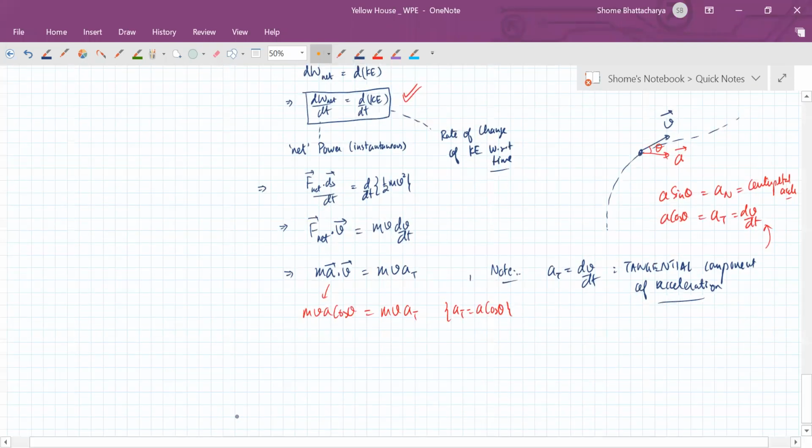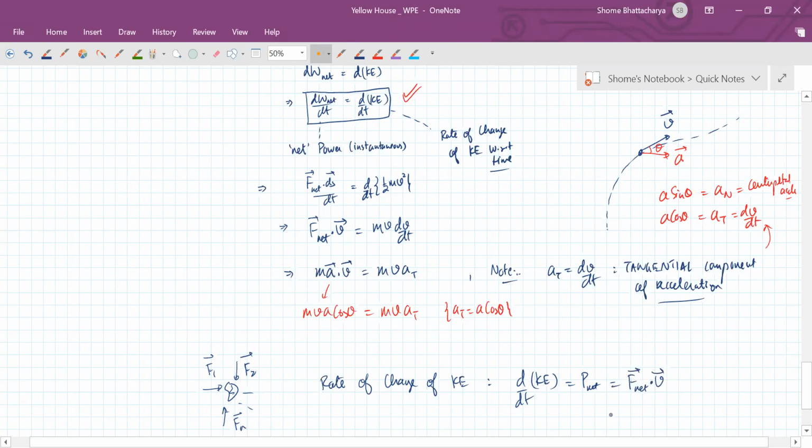Okay, so if a number of forces are acting on a body, then its rate of change of kinetic energy will be equal to the net power delivered by the forces. That is, this will become like this.